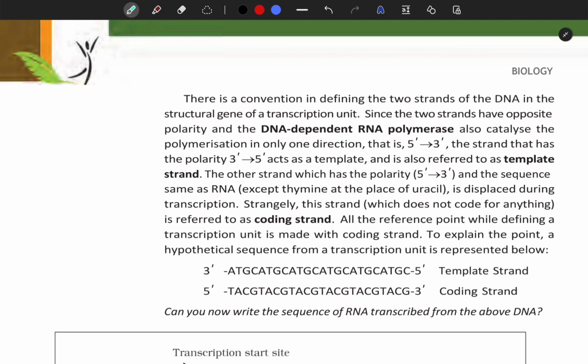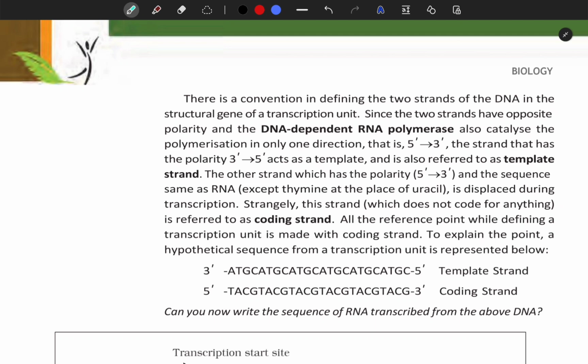the strand that has the polarity from 3' to 5' acts as a template and is also referred to as the template strand. The other strand, which has the polarity from 5' to 3' and the sequence same as RNA except thymine at the place of uracil, is displaced during the transcription. Strangely, this strand, which does not code for anything, is referred to as the coding strand. All the reference points while defining a transcription unit are made with the coding strand.